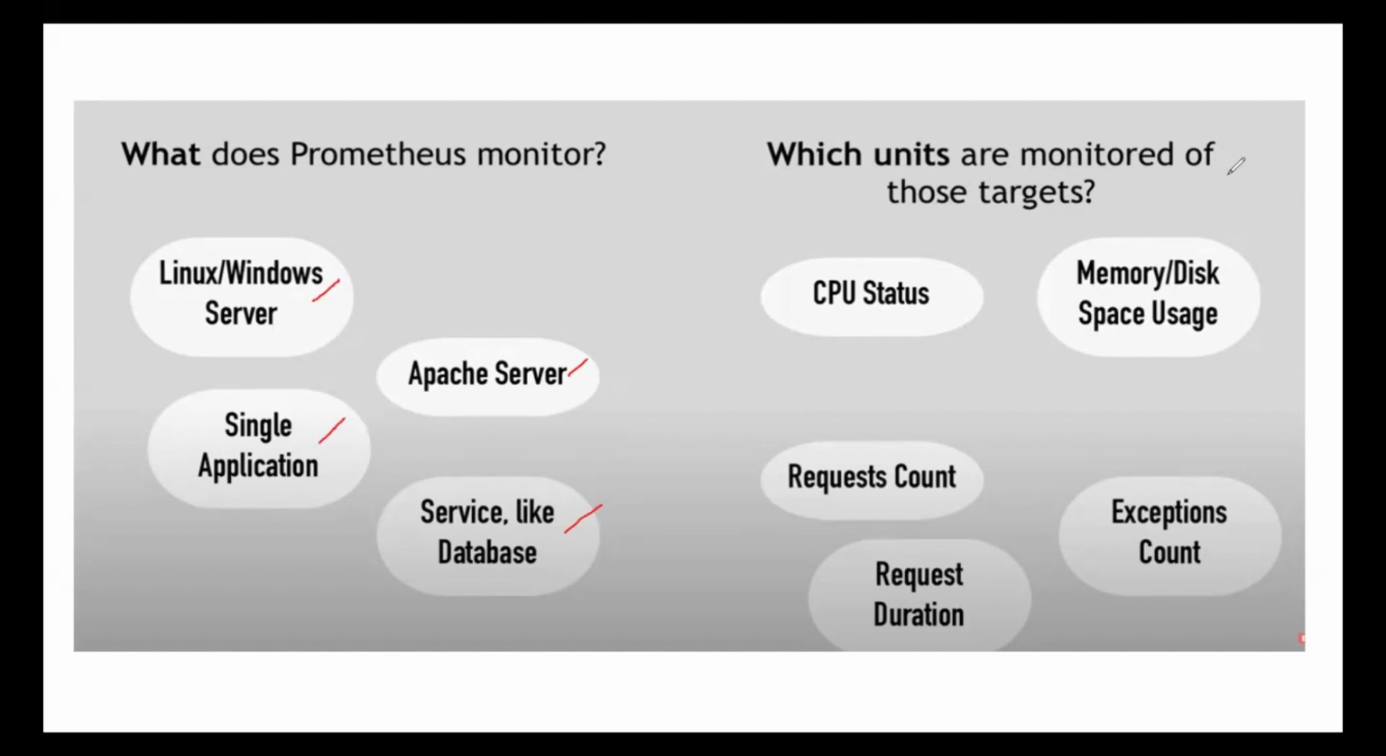So which units are monitored for those targets? For example, I'm monitoring a server. What metrics would I monitor? CPU utilization, memory utilization, space utilization, right? And if it is an application, it would be the request count, the request duration, the exceptions count, etc. Okay.